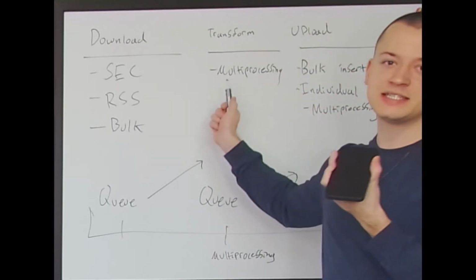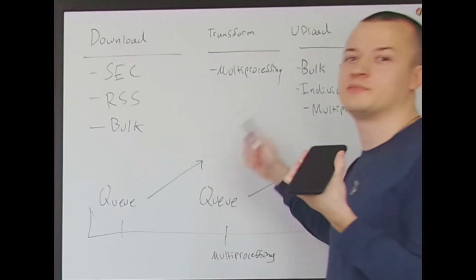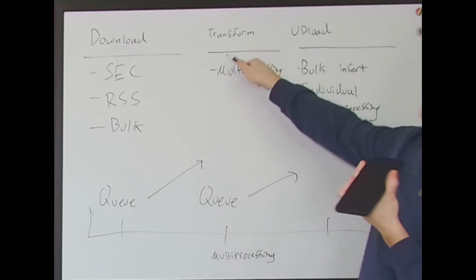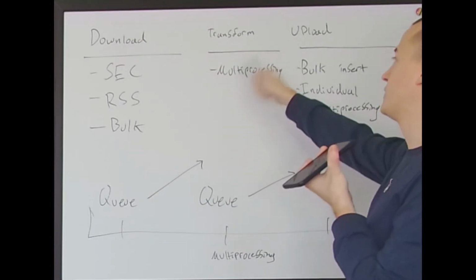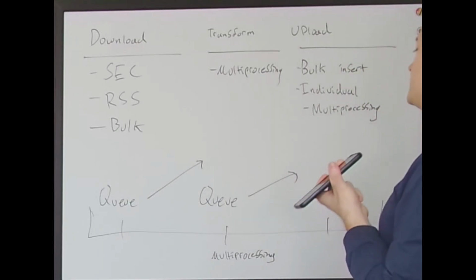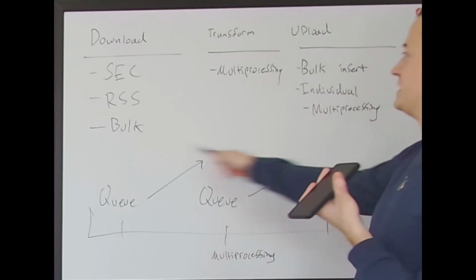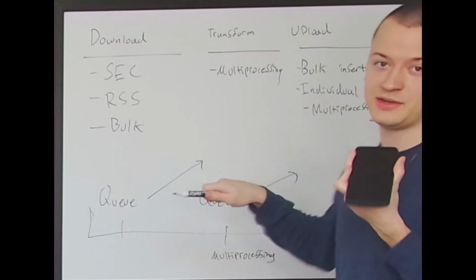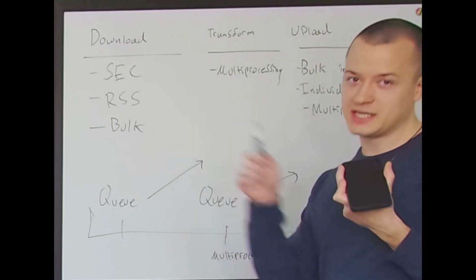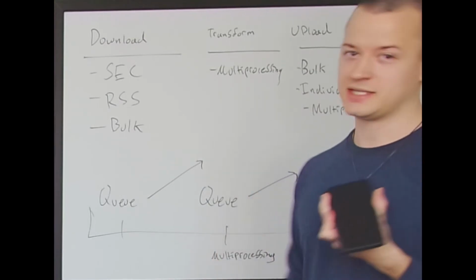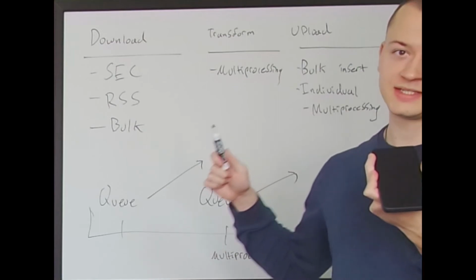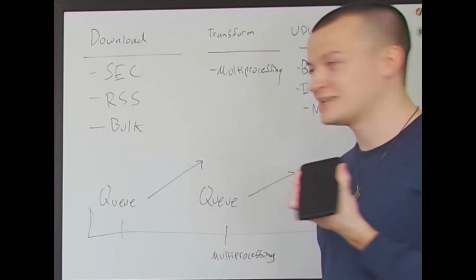For the multiprocessing, again, this backend that I'm writing is in Python. So I'm using multiprocessing pools, both in the transform and the upload stage to break up the queue work. And for these three individual stages, when I'm executing a new process, I'm not using a pool, I'm just individually creating a single new process for each of these individual segments. And that's all I have to say about that.